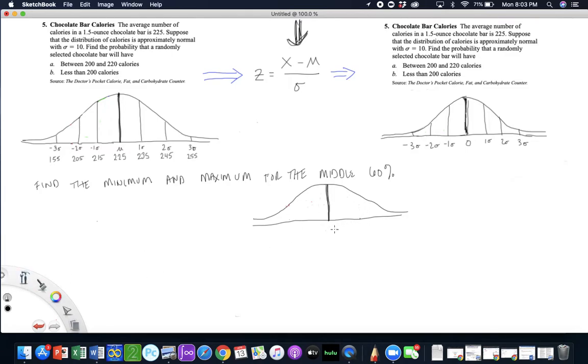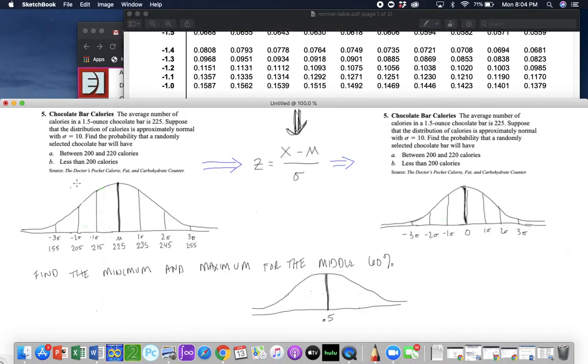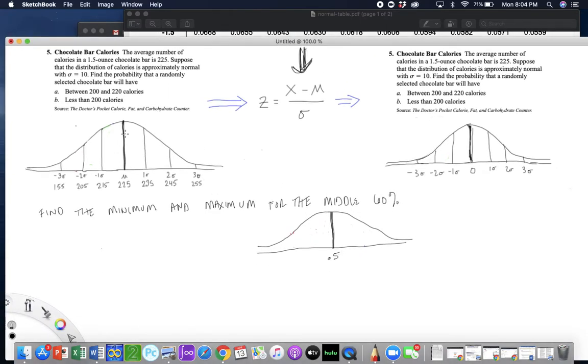All right, so let's break this down. I want to make sure we all understand that if we're talking about this middle bar right here, it's symmetric on both sides, and the probability falls right in the middle. If we have 0 as a z-score, it's 0.5. That's because it is right in the middle. That's important with this particular problem, because we want the middle.